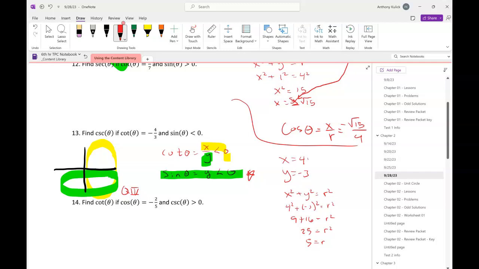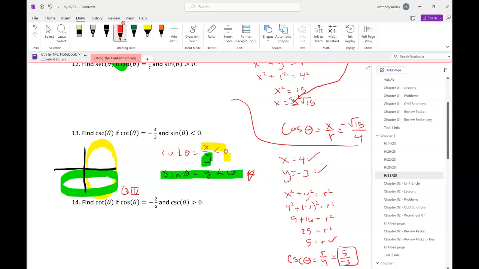So we have everything we need now. We have x, y, and r. So we should be able to write any ratio we want. I remember that cosecant is r over y. So that's 5 over negative 3. Just seeing it twice is often quite helpful, right?